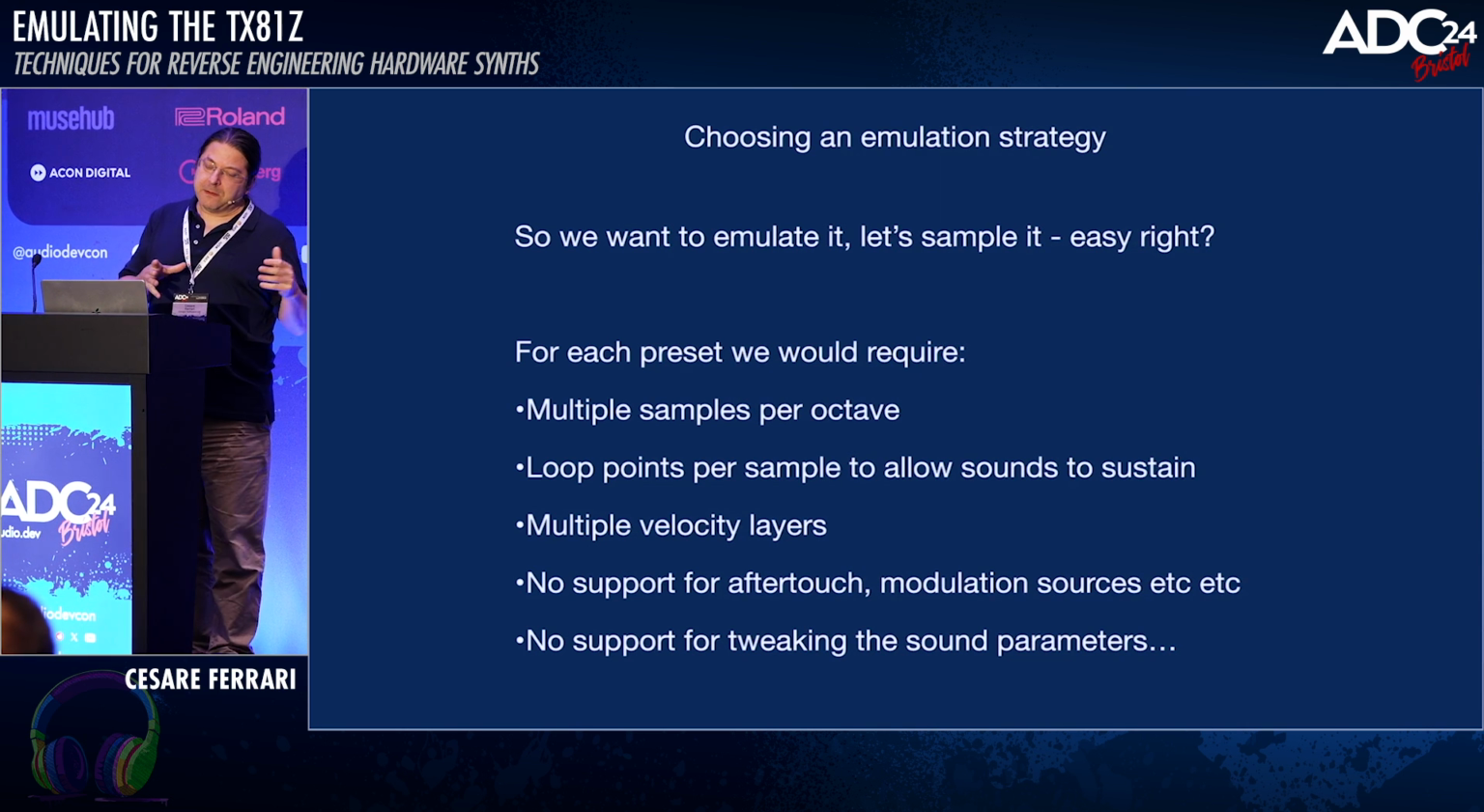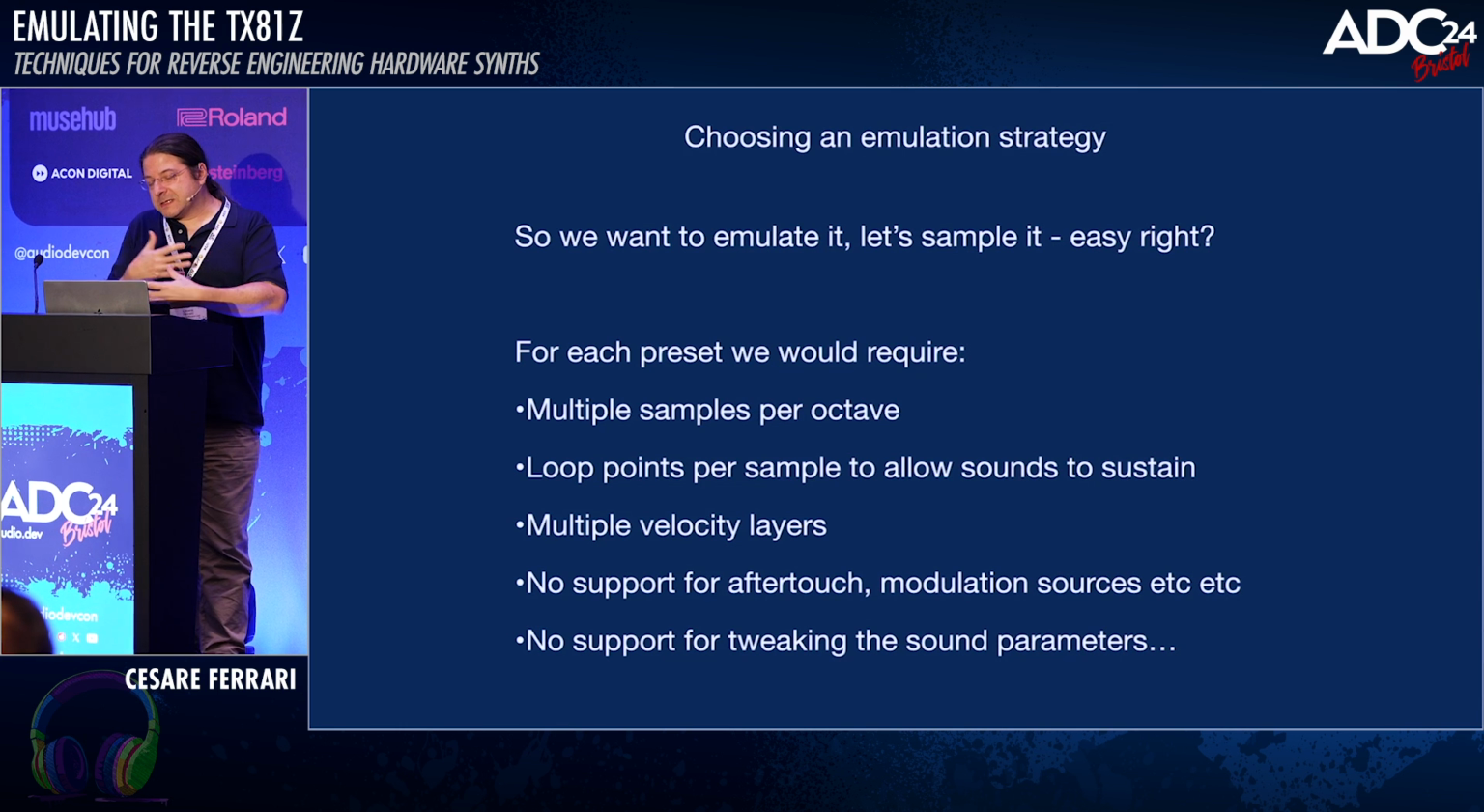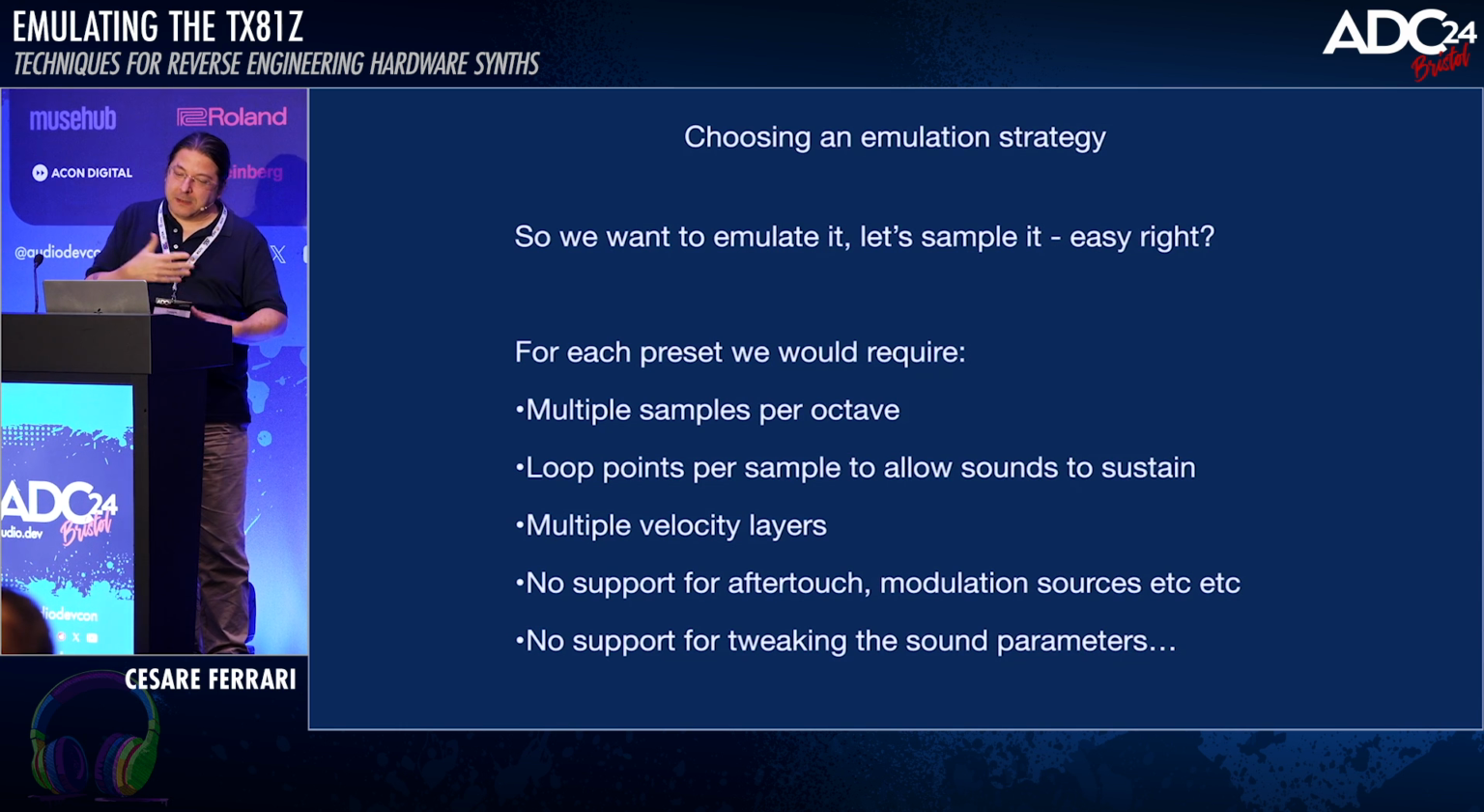Well, we'd need to be able to take multiple samples per octave, because we obviously don't want the sound to go Mickey Mouse, or whatever the opposite of Mickey Mousing is when you go too far down. Don't know what the technical term for that is. If there's sustained notes, we need to put loops in and get all the crossfading right, and velocity layers.